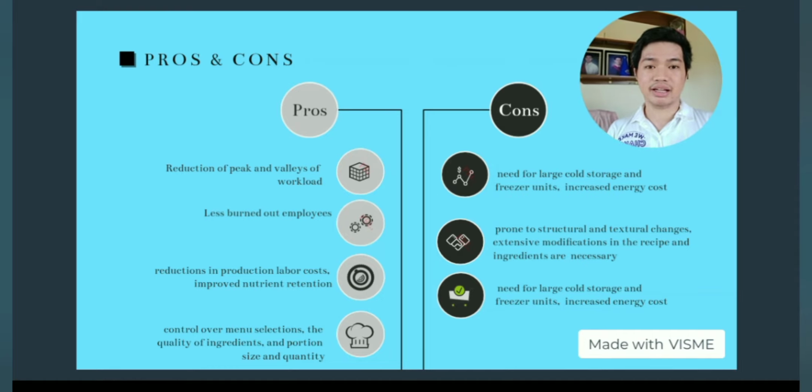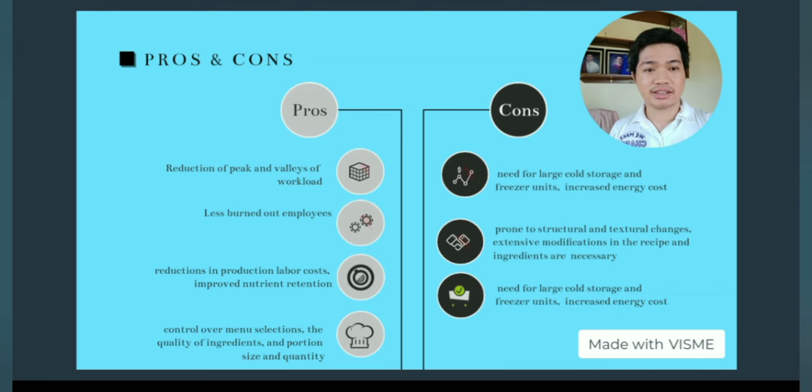Compared kapag gagamit ka ng ready prepared, so magluluto ka normally ng chop suey, then ilalagay mo sa plastic container, and then i-chiller mo. Then, kapag kailangan lang, saka lang siya i-reheat through microwave oven. So, between dun sa dalawa, alin sa tingin niyo yung merong nutrient retention? So, of course, yung nandun sa plastic container and then i-reheat mo na lang. Kasi lesser yung pag-evaporate ng kanyang volatile compounds.